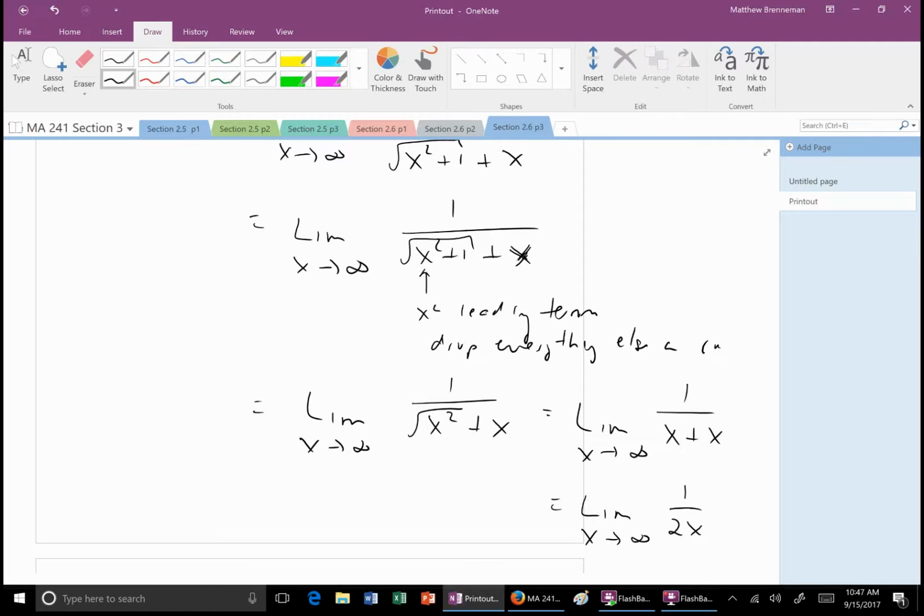So when you have a root, it's the same thing. Only take the leading power in the root, drop everything else, then what are you going to have? You're going to have a fractional power. And I can deal with that. That's the only trick. If you can hit that, you can knock them all out of the park. Questions?